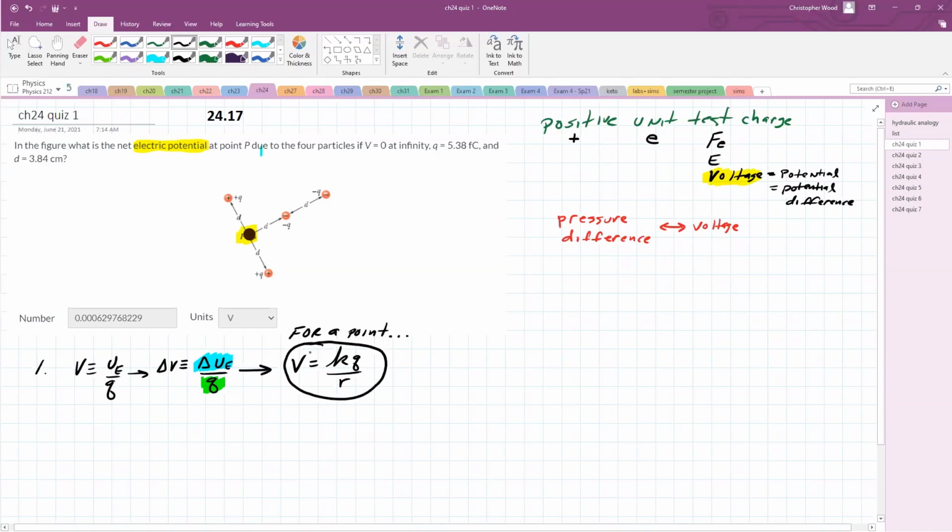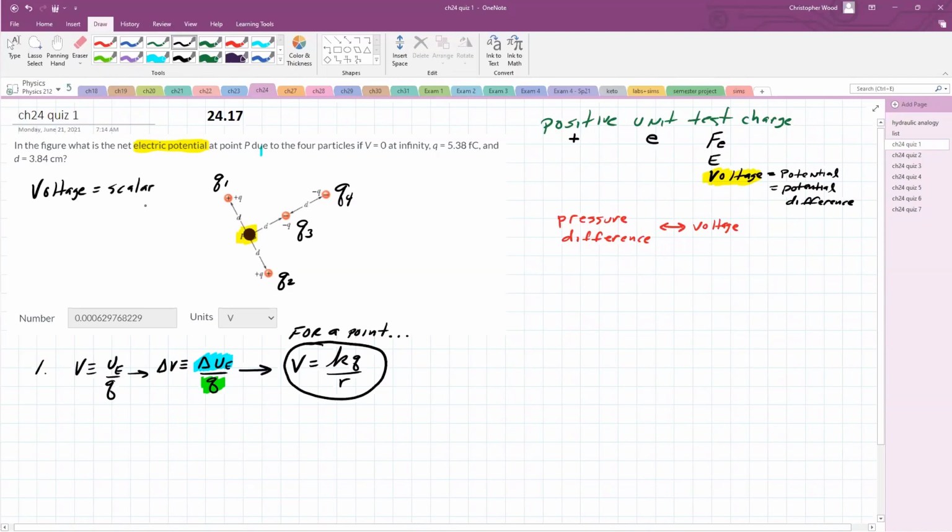For a point charge, this is the expression for voltage, but I have multiple point charges. So I'm just going to index these: Q1, Q2, Q3, Q4. So the voltage field, and one thing I should mention, voltage is a scalar field. It's not a vector.